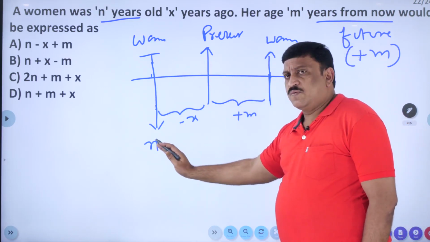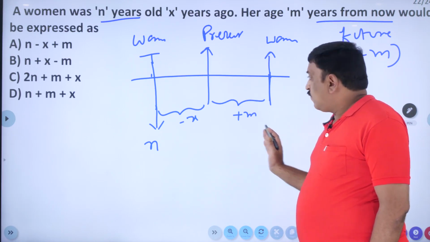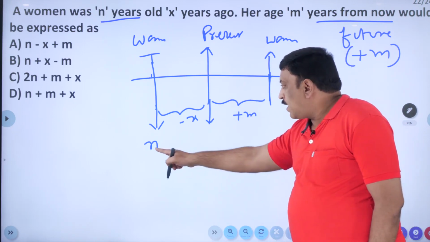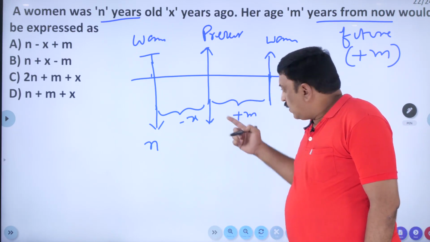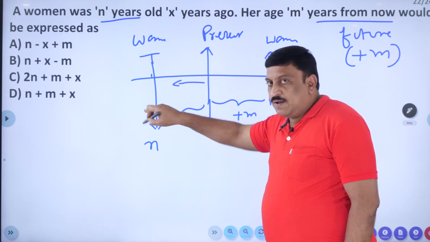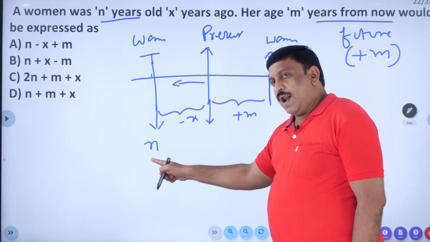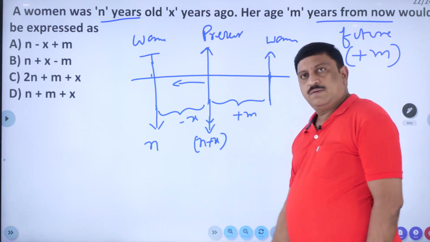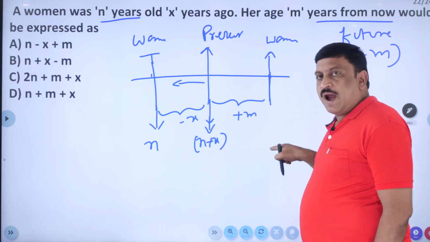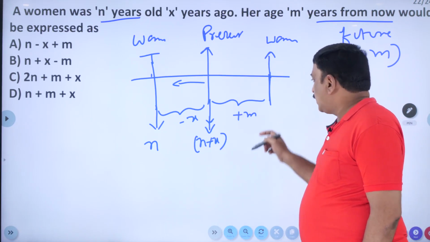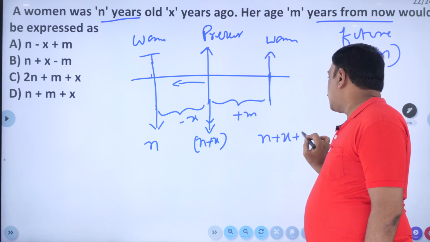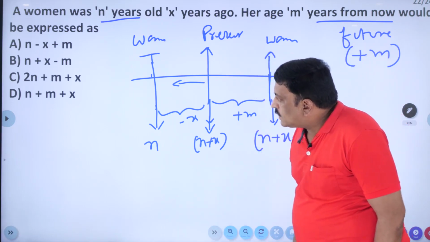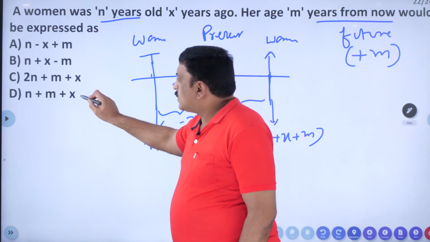If you want to go to the future, first you have to come to the present. First you give the present age. If you go that side, minus; if you come this side, plus. So the present is n plus x. From the present, again add m, since we are going this way. So it is n plus x plus m. Your answer is n plus x plus m, that is n plus m plus x.